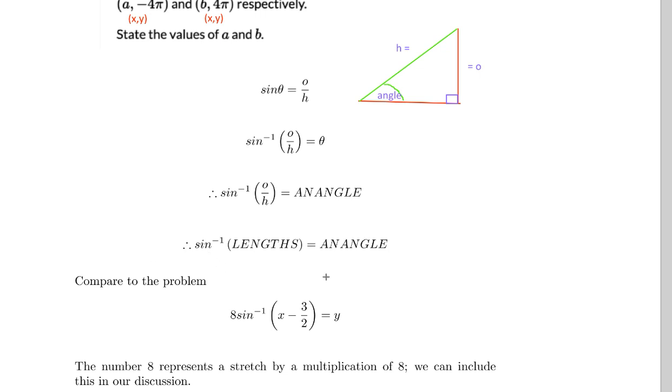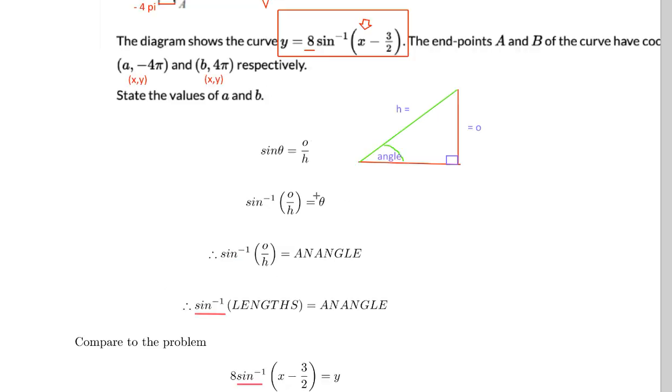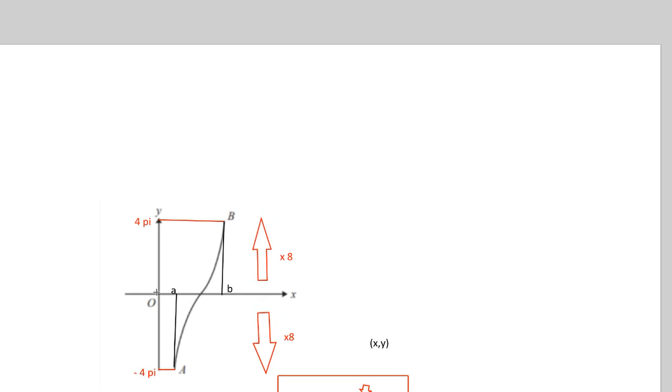Now, let's compare it to the problem. There is our sine to the minus 1. It's staring us in the face. We've got sine to the minus 1 there, and we've got sine to the minus 1 here. So this is representing the lengths. The x-axis is representing the relationship between the lengths. And so that's what's happening here.